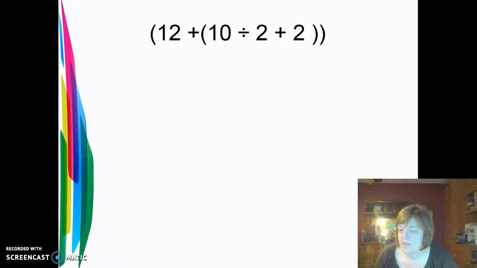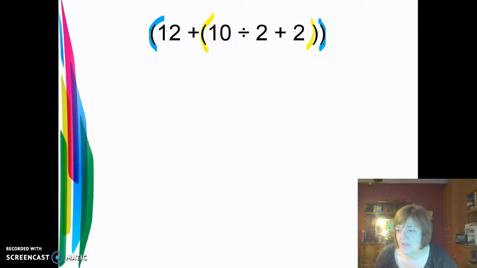There we go. Let me highlight again. We've got the outside parentheses here. I'm just making them blue. Doesn't matter what color, I just picked that. And the inside parentheses. When I highlight them, that means these are paired up.